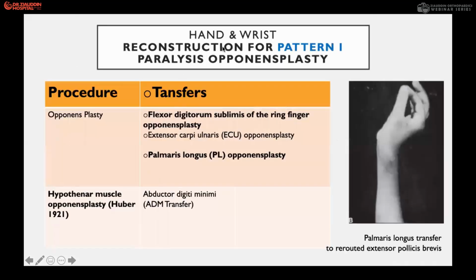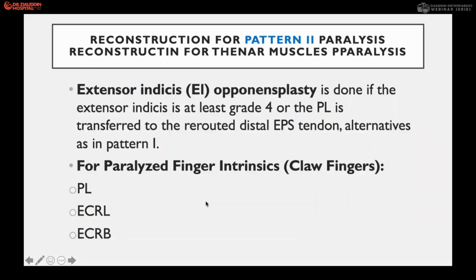The reconstruction surgery for type 1 pattern, when there is an opponent's weakness, is called opponensplasty. You can use the flexor digitorum sublimis of the ring finger for the opponensplasty. You can use extensor carpi ulnaris for the opponensplasty. Most commonly, the palmaris longus is used for the opponensplasty. There may be hypothenar muscle paralysis, and the transfer for this is abductor digiti minimi.